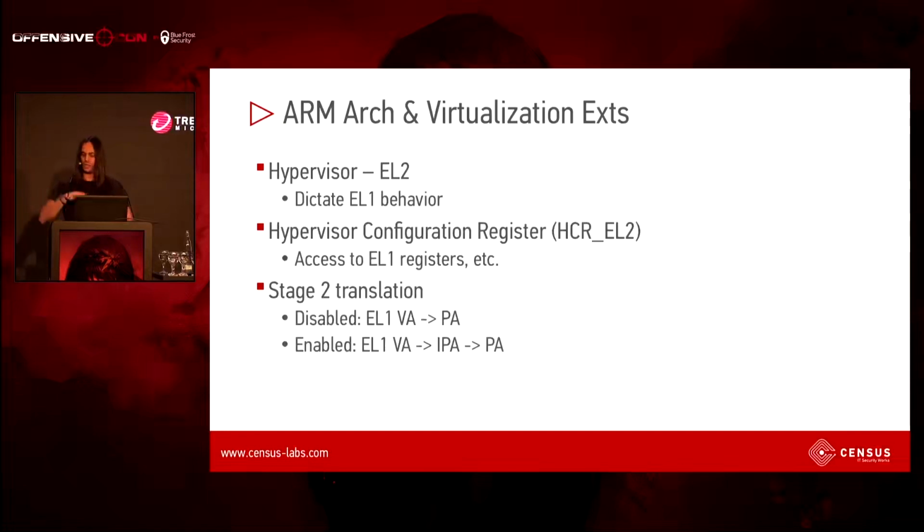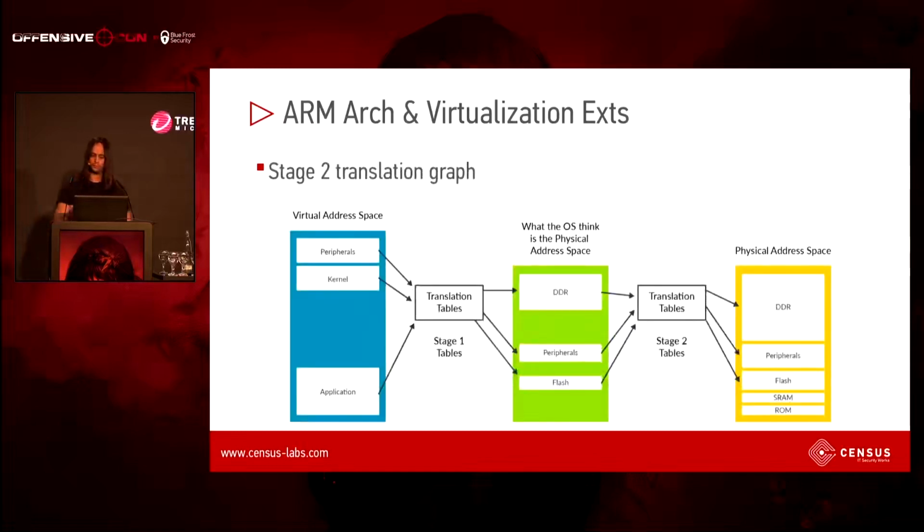And it decides on different parameters of it. And then we have stage 2 translation, which breaks the traditional translation of virtual addresses. Without stage 2, each virtual address is translated via the MMU to the corresponding physical address. And with stage 2, we have an additional step, as we're going to see next.